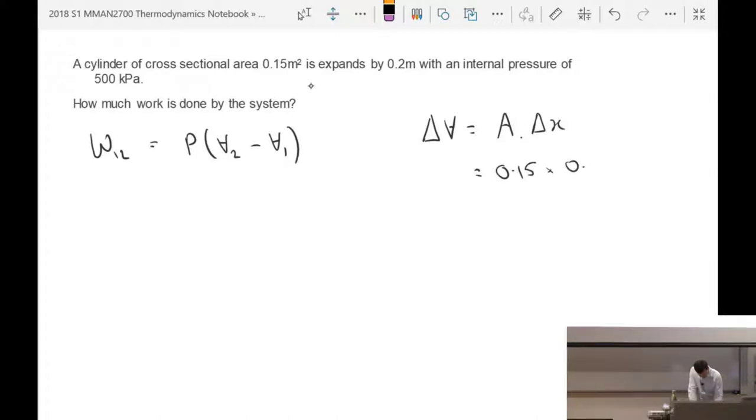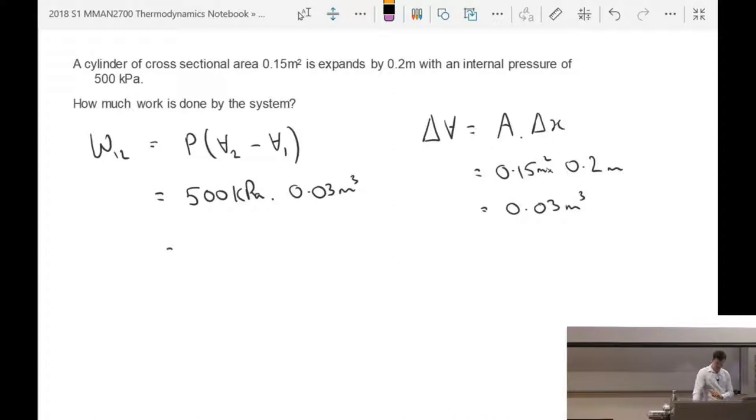0.15 times 0.2 is 0.03. If I get my math wrong, it's totally because I'm testing you and not because I occasionally get my math wrong. So that's our delta V, right? Our P is given, 500 kPa, and our delta V is given, 500 times 0.03 is 15. I also have a cheat sheet. 15 watts? No, because watt is also a unit, so that's not true. Kilojoules, happy with that? Good.